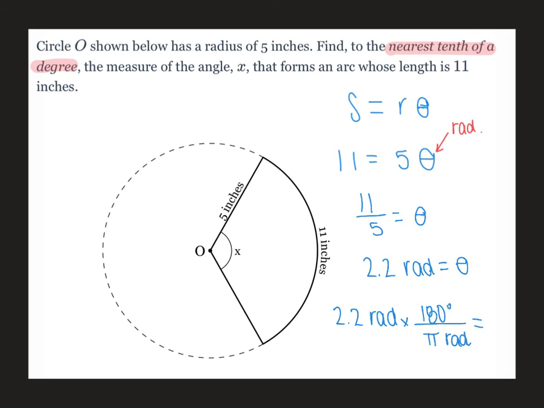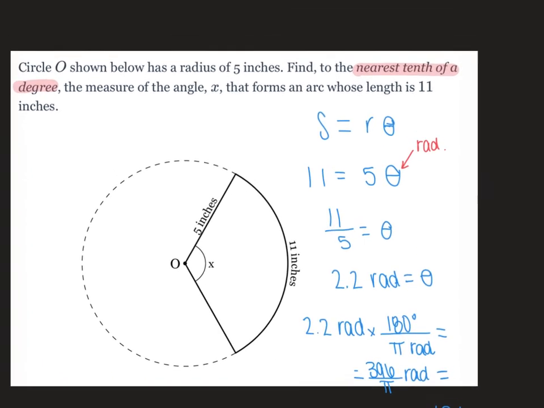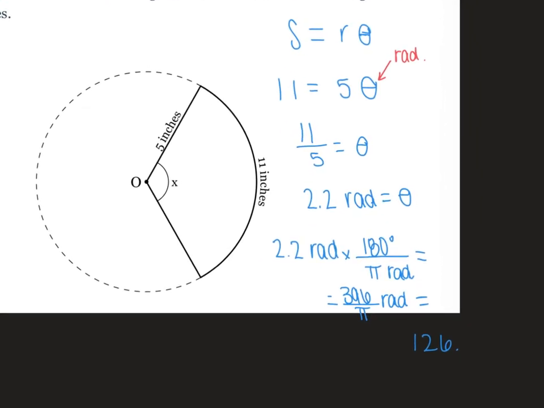So when I'm doing this, I do my 2.2 times 180, and I get 396. I'm going to write that below. 396 over pi radians, and what that's going to equal, we can just type that in. We're going to divide that by pi, and we get 126. And they're asking us, I believe, for the nearest tenth. Yep, so the nearest tenth, so we'll have 126.1 degrees.